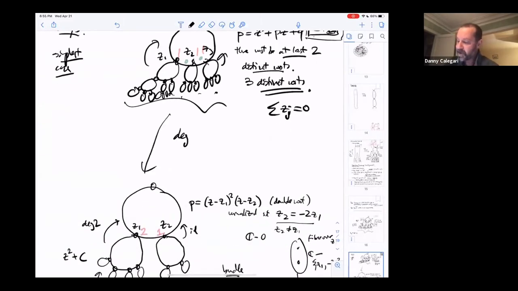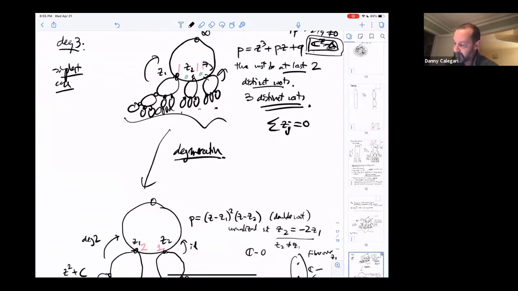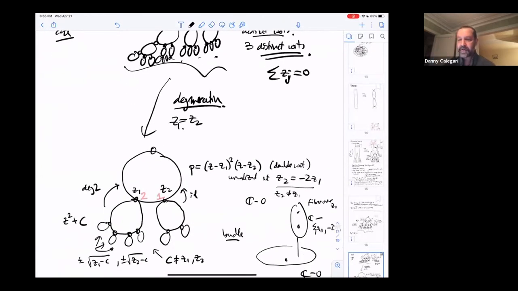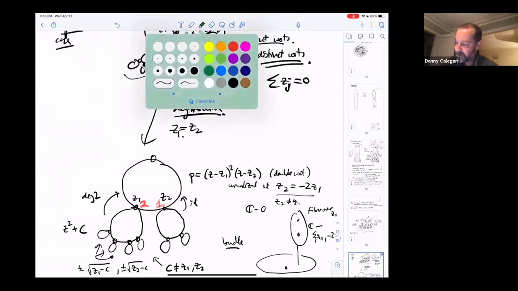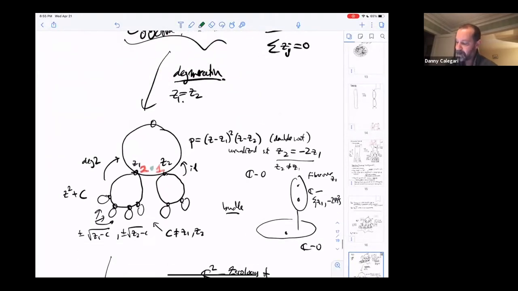Well, then there's a degeneration that occurs when, let's say, Z2 equals Z1. So now you get two roots, at Z1 and Z2. And because Z1 is a double root, it's also a critical point of degree one. So the multiplicity at Z1 is 2, and the multiplicity at Z2 is 1. And there's one honest critical point floating in the middle there somewhere.